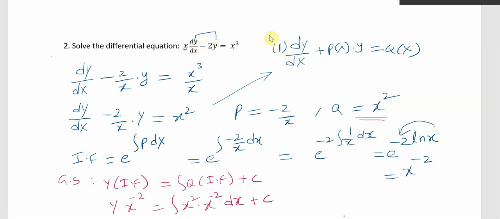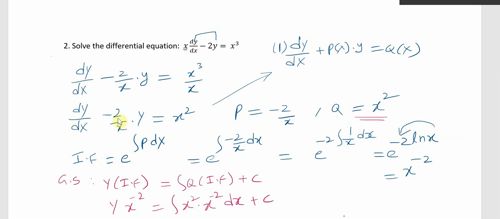But if we see the coefficient of dy by dx, it must be 1, but whereas it is x. So first we need to remove this x. For that, divide the whole differential equation with x. X divide x is 1 here, so I did not write. Minus 2 divide x, x cube divide x. So all the terms we need to divide with this x, to make this as 1. So now the coefficient of dy by dx is 1, it's okay.